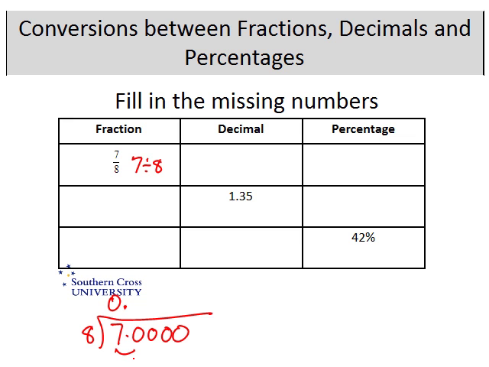We group the first two digits. 8 into 70 goes 8 times, 8 8s are 64, so we have 6 over. 7 8s are 56, that leaves 4 over, and 8 goes into 40 5 times. So this is 0.875. Now that needs to be times by 100 to generate a percentage. We move the decimal point 1 place, 2 places, so that is 87.5%.